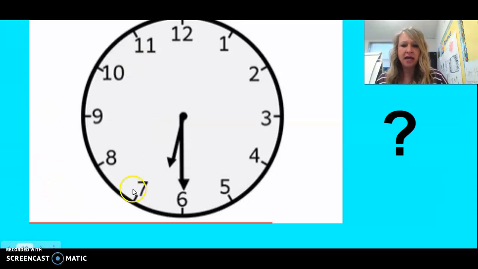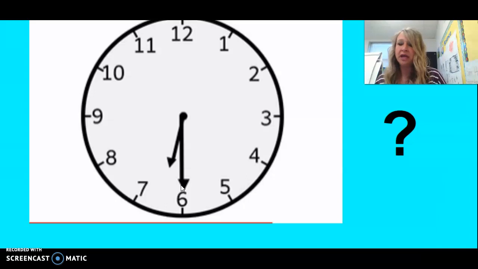Is the hour hand pointing at the 6? The short hand is the hour hand. Is it pointing at the 6 or the 7? Neither. It's halfway between. Is it on the 7 yet? No, it is still 6. So the hour is 6. I know that. What about this minute hand? What number is it pointing to? Also pointing to the 6.